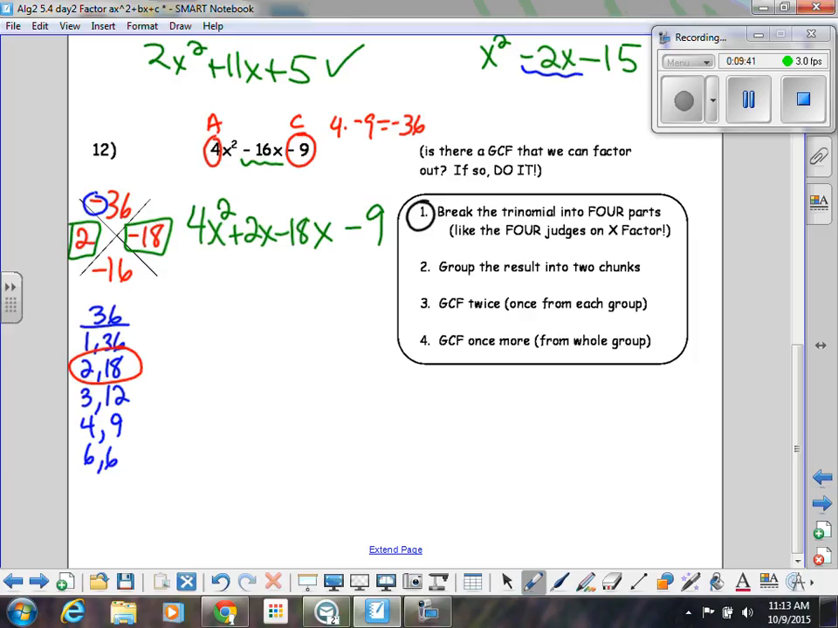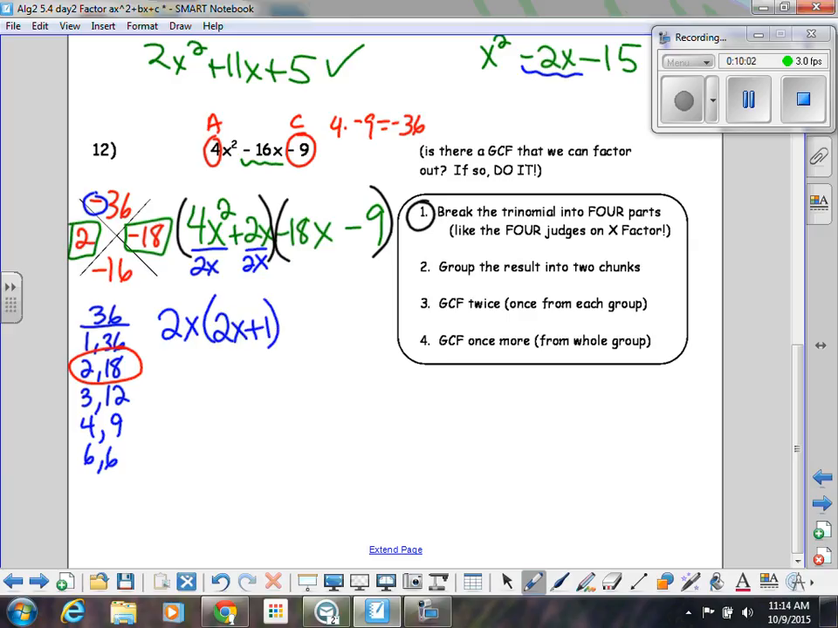Because if we want to do first 2 and last 2, then we have to have 4 terms to do that with. All right, so the first 2, I'm going to be dividing out the GCF. That's going to give me 2x. I'm dividing both of those by 2x. So I will have 2x parentheses 2x plus 1.